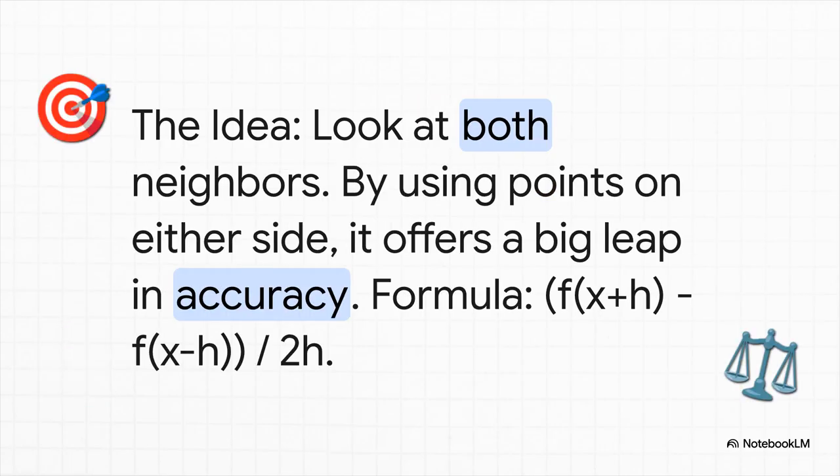Okay, but what if we tried to combine these two ideas? Well, that brings us to the central difference method. And honestly, this is a huge leap forward. Instead of just looking in one direction, it looks at both neighbors, the point ahead and the point behind. And take a look at the formula. We're finding the difference between the forward point and the backward point, and then we divide by the total distance between them, which you'll notice is 2h.